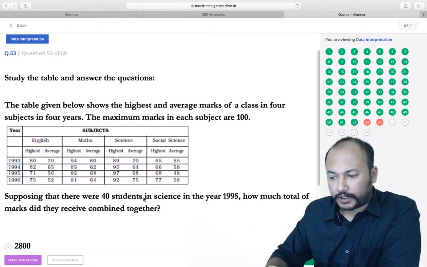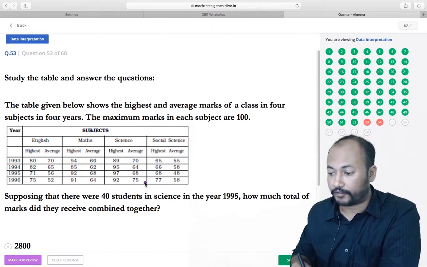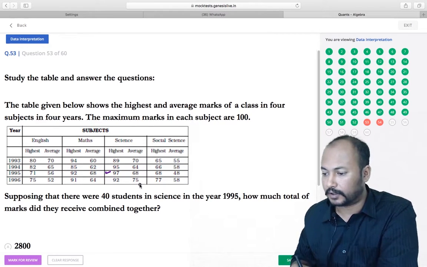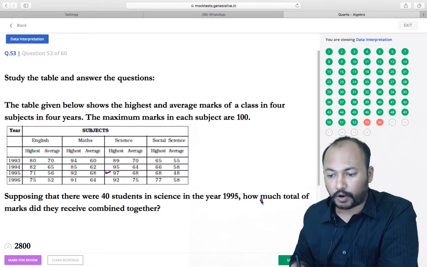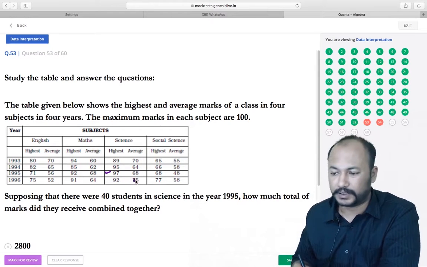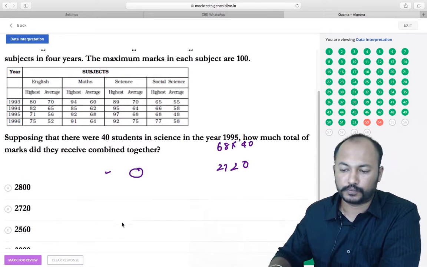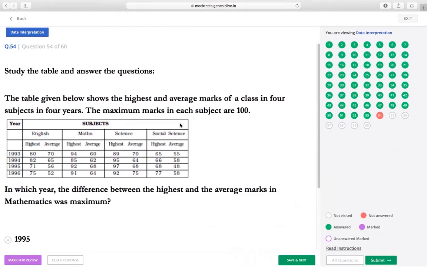Supposing that there were 40 students in science in the year 1995. So we are talking about 95 science, this particular. How much total of marks did they receive combined together? Very simple, 68 into 40 students. So that will be 0, 8 4s are 32, 6 4s are 24 plus 3, 27, 2720. Great. All right. 54th. In which year was the difference between highest and average marks in math maximum?